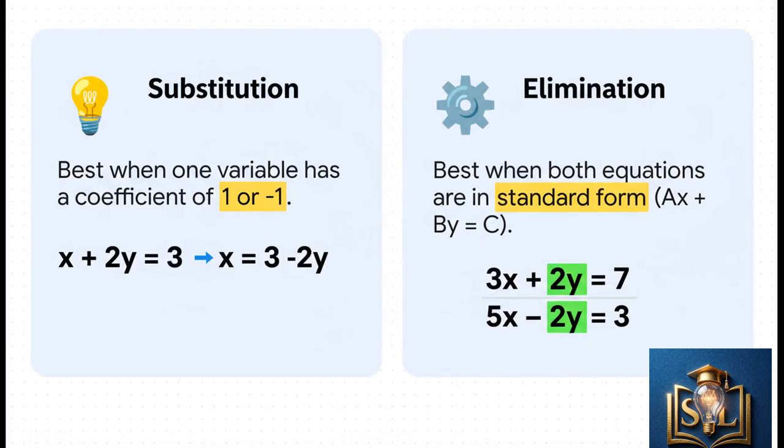So, the big question is, which tool do you pull from your toolkit and when? Well, think of it this way. Substitution is your go-to method when one of the variables is really easy to get by itself, like the x was in our x plus 2y equals 3 equation. Elimination, on the other hand, is usually way more efficient when both equations are already nicely lined up in that standard form, just ready for a variable to get canceled out.